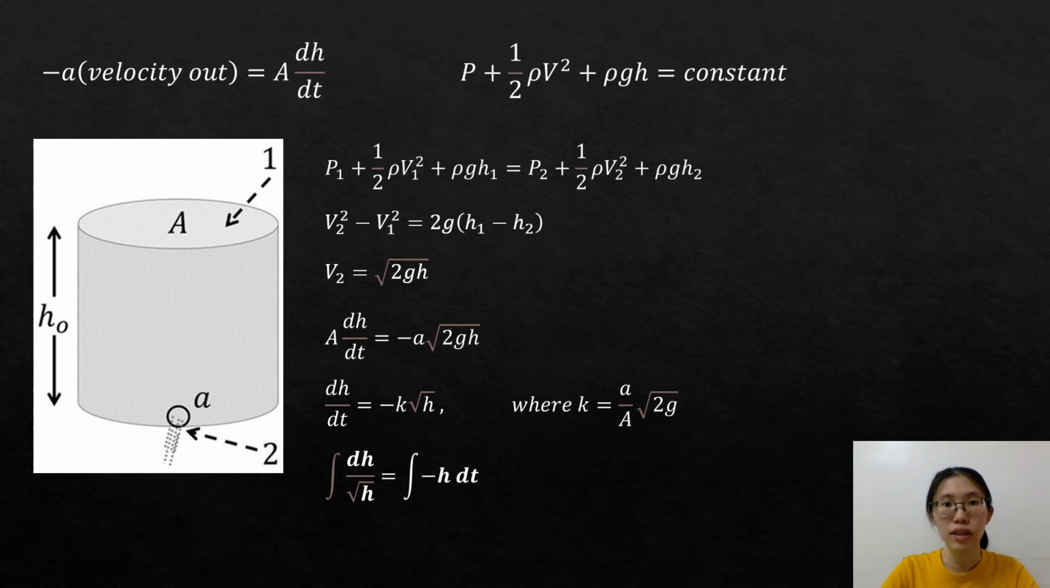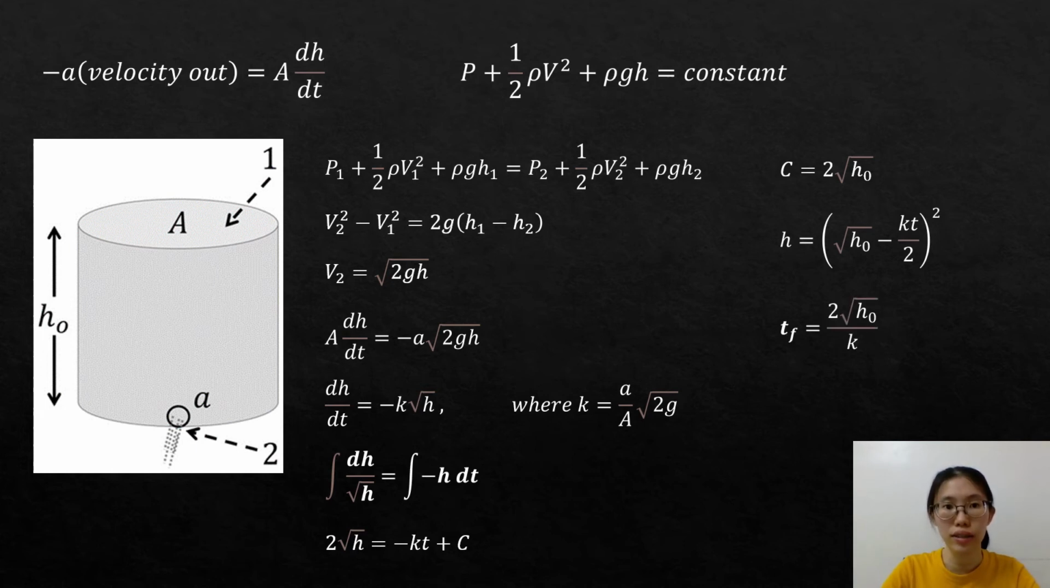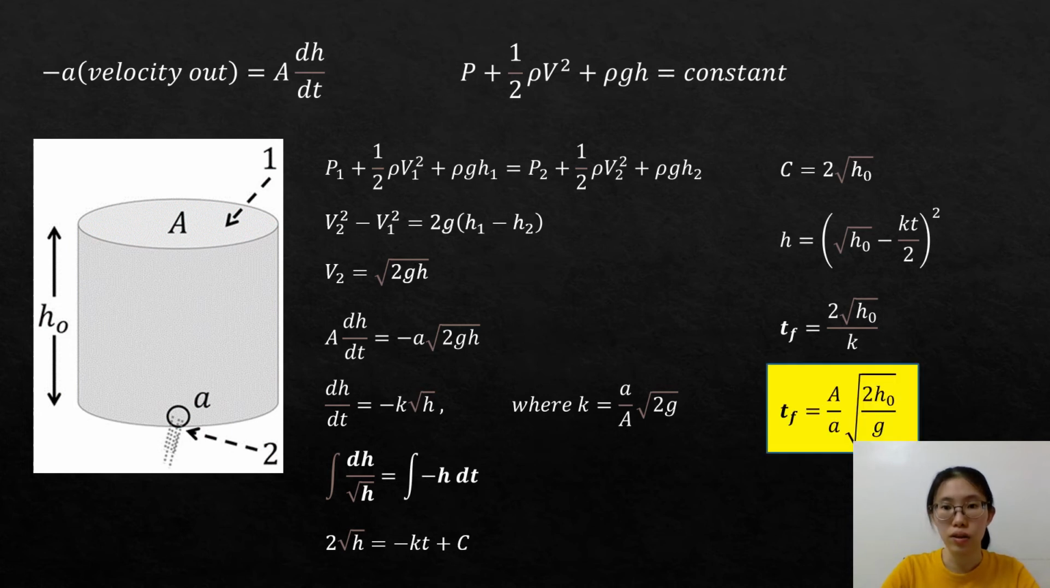Separation and integration lead us to a solution of water height as a function of time. Here, we specify the constant of integration in terms of the initial height at t equal to 0. Rearrangement gives the solution of our differential equation. When h equals 0, we can determine the time necessary for the tank to drain. If we substitute for the constant k, we can find the equation to calculate the final time, as shown below. That's all from me.